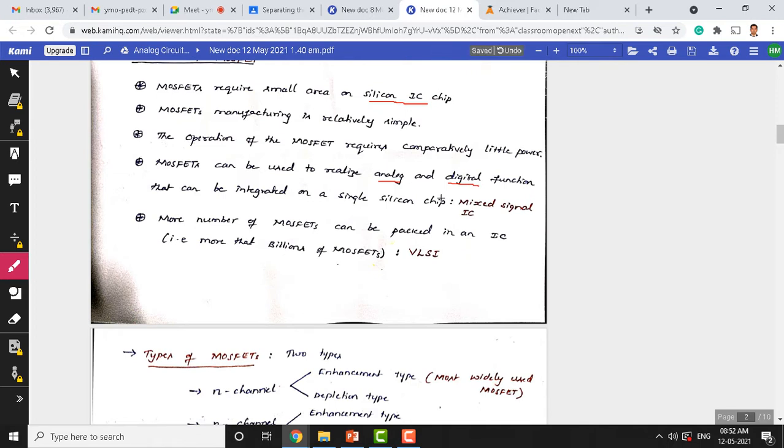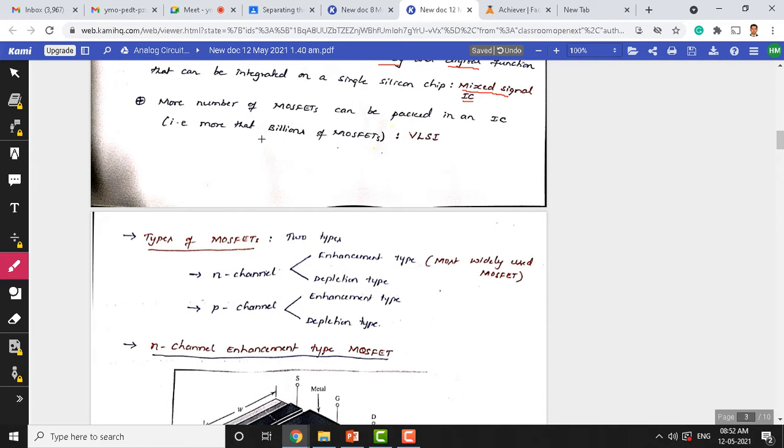And nowadays you come across a situation in which you can see both analog blocks and digital blocks in a single silicon chip. So if you look at an IC, some part is dedicated to analog, and some part is dedicated to digital. These kinds of ICs are called mixed signal ICs, where they deal with both analog signals as well as digital signals.